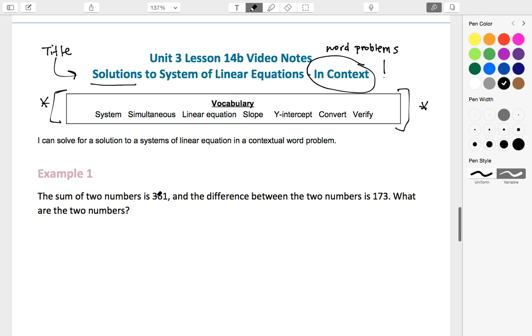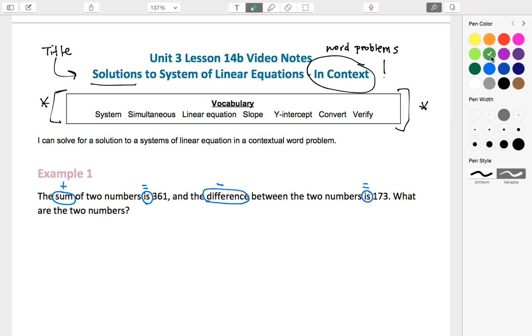So here we have the sum of two numbers is 361, and the difference between the two numbers is 173. What are the two numbers? Okay, so whenever we're given a math word problem, we want to pull out the key math symbols and terms. So right here we know that sum means to add, and we know is, in this case, refers to equal. And we know the difference means subtraction. So we're going to use the subtraction sign. The difference between the two numbers is 173.